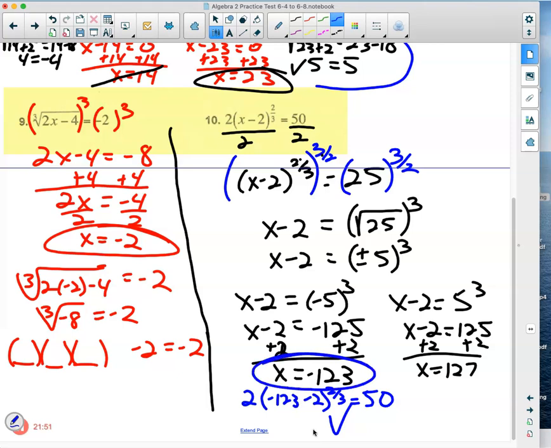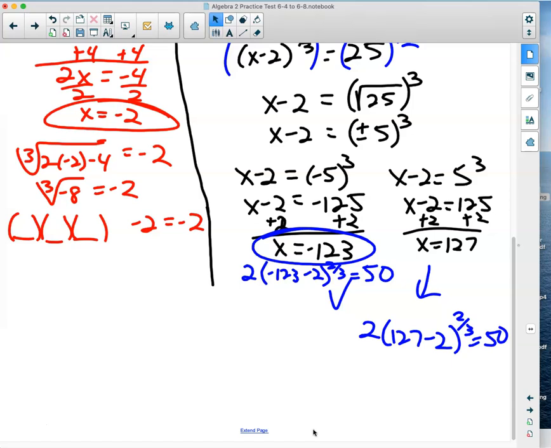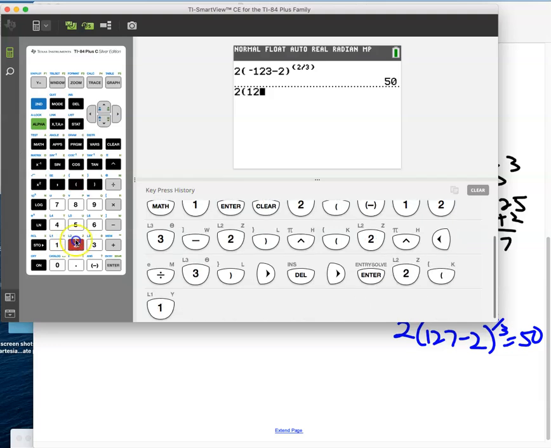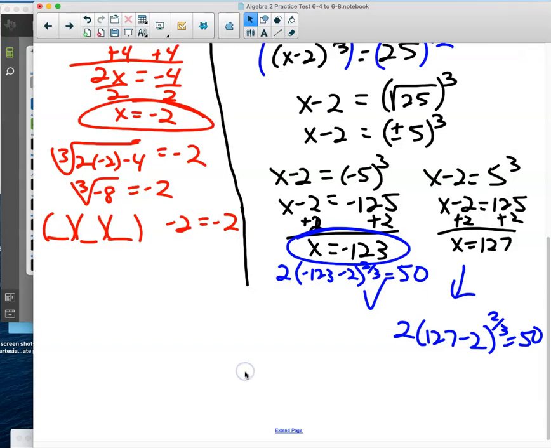Still have to check the other one. 2 times 127 minus 2 to the 2/3, does that equal 50? Again, let's check and see. We'll use the graphing calculator, so you know, yeah, you could check with the graphing calculator. 2 parentheses 127 minus 2 parentheses to the parentheses 2/3 power parentheses, boom, 50. Hey, they both work. Excellent. 2 solutions for that one.